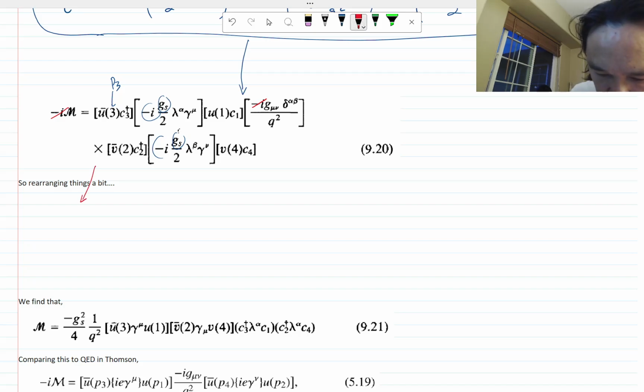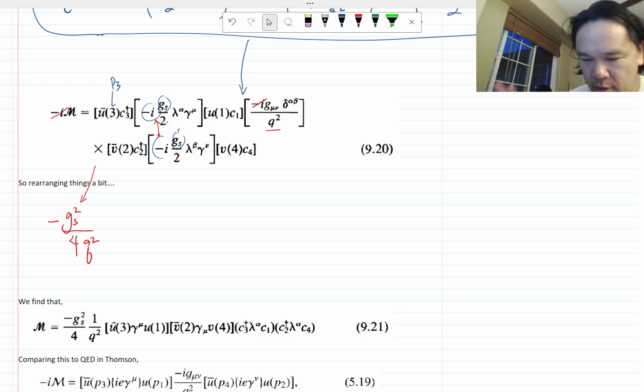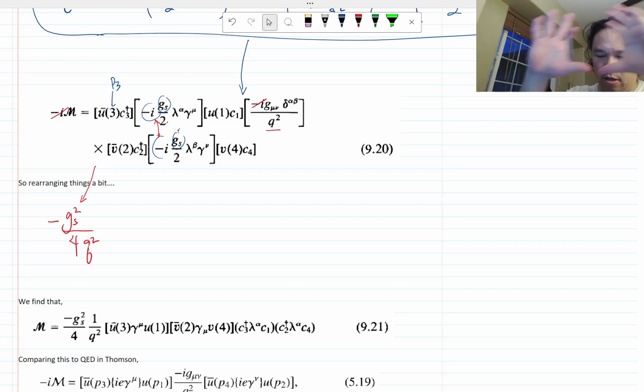Let's just do this in red. Multiplying negative i to negative i, you get -1. And then you've got 2 factors of g_s, so g_s squared. And then these factors of 2 multiply to 4. What else is a number? The q squared is also a number, so we can bring that back here. The rest are these complicated matrices and stuff like that. But what I'm going to do is put the 4x4 stuff, the spinor stuff, in one part, and then the color stuff in the other part.